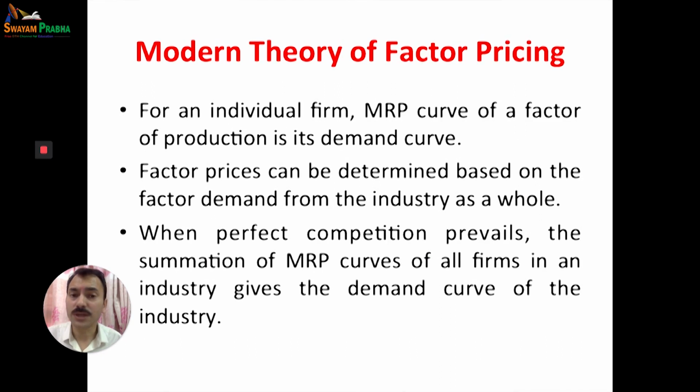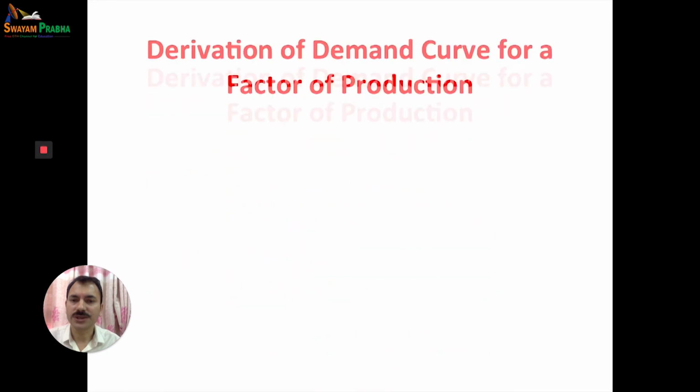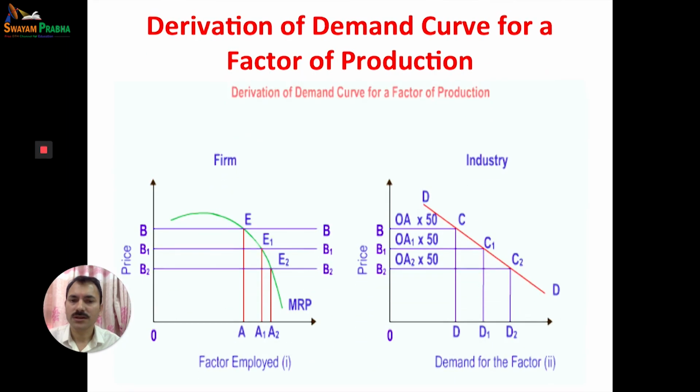For an individual firm, the marginal revenue product of a factor of production is its demand curve, where a factor price can be determined on the basis of factor demand from the industry as a whole. When perfect competition prevails, the summation of the MRP curves of all firms gives the demand curve of the industry. See, this is the firm's marginal revenue product and this is the industry demand. So modern theory says that the demand curve will be downward sloping.